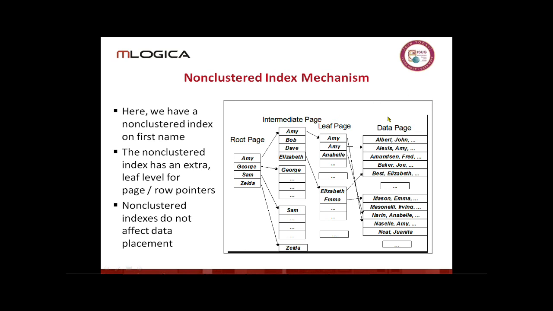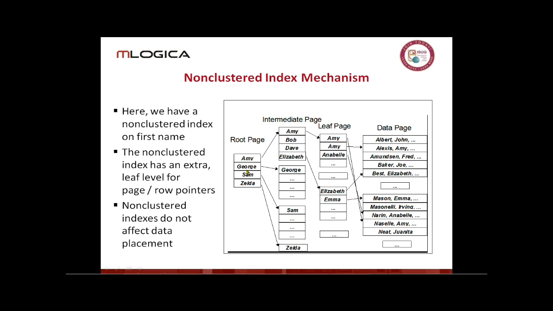Non-clustered index mechanism. Well, let's say, just for the sake of argument, that we have a non-clustered index on first name. Sometimes you want to be able to do a lookup in either direction. Well, if you're doing a lookup in one direction versus the other, how do we get there from here? Well, the first part of how do we get there from here is we pick the name. Let's say we're looking for Amy.